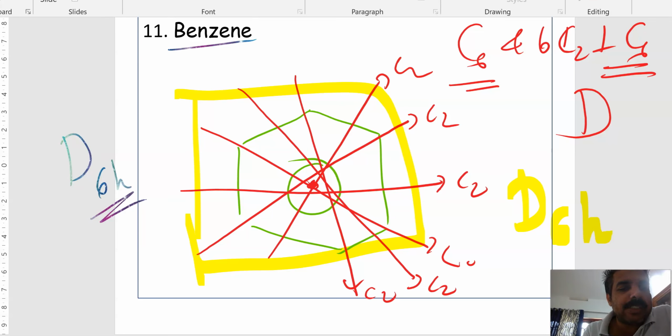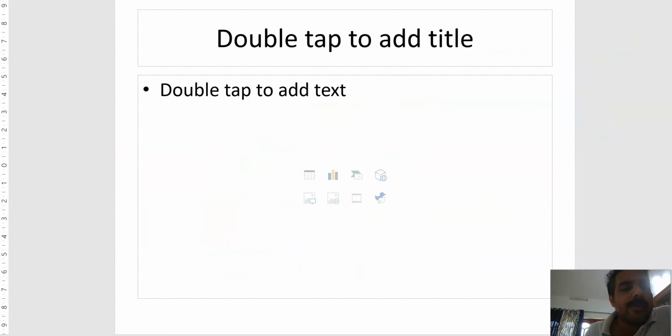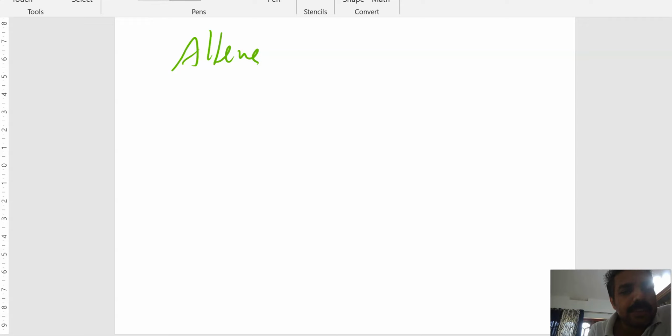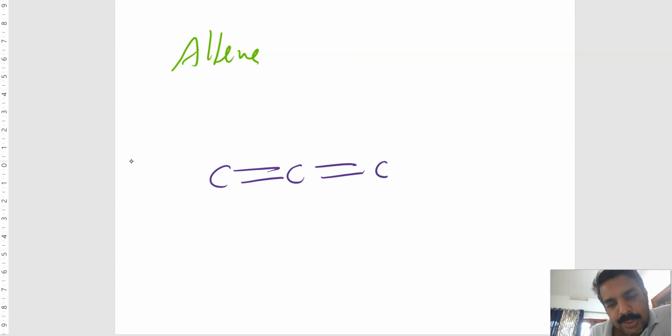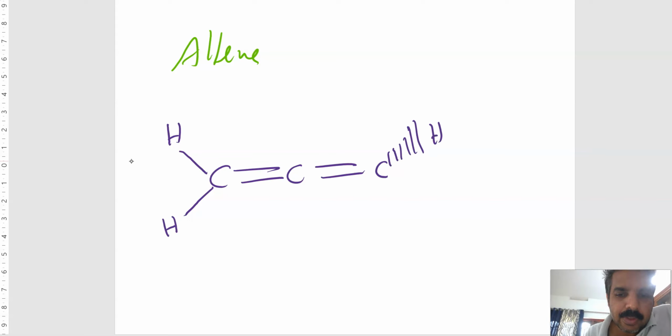Okay, one more example, the last example. Yes, the next example is, I think we can take allene as the example. The shape of the allene molecule is like this. Allene, C double bond C double bond C. These two hydrogens are in the plane of the board or plane of the screen itself, and the two hydrogens here are perpendicular to this plane.